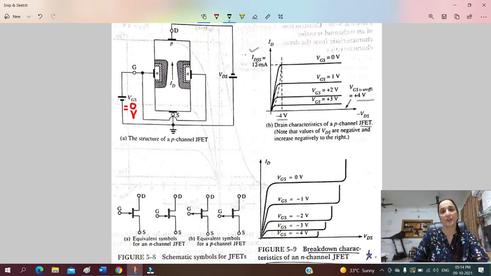This is the maximum value of the drain current between drain and source when the gate is shorted. So when VDS is made more negative, in case of P channel it is negative, the current will level off. It will not change. So the current is maximum here. Now what happens if we apply VGS here?